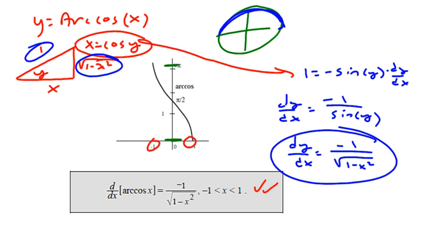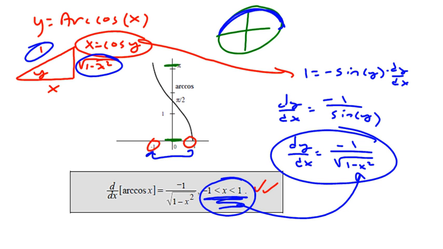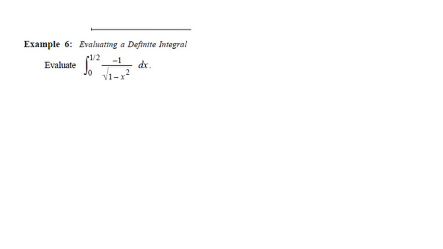And that's our derivative. And again, we can only talk about that derivative on the range between -1 and 1, for two reasons. One, because that's the domain of arc cosine, and two, because if I were to plug any numbers outside of that range, I would be square rooting a negative number, which we know we can't do. So let's evaluate this definite integral.